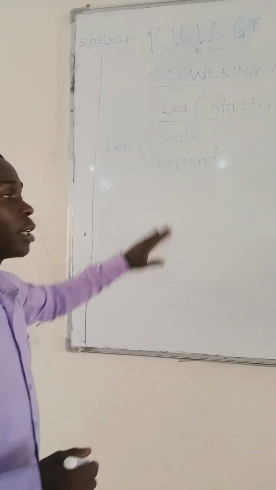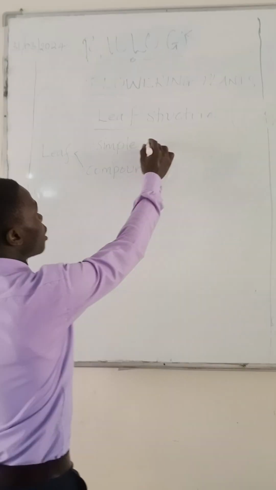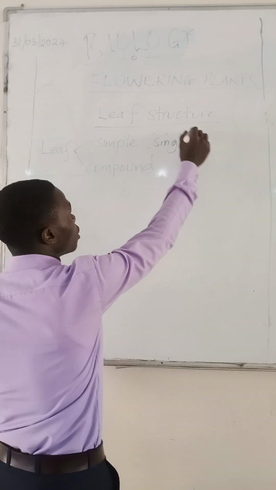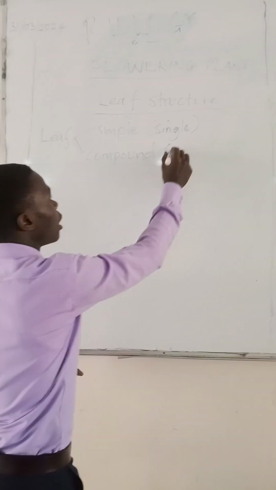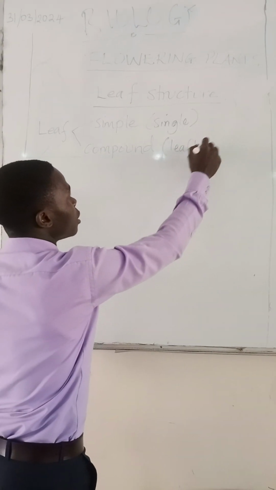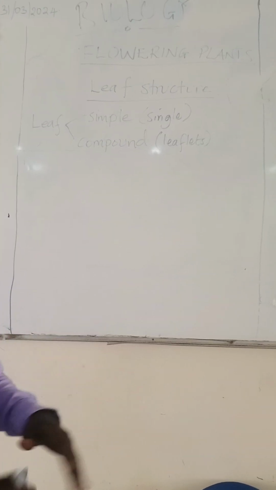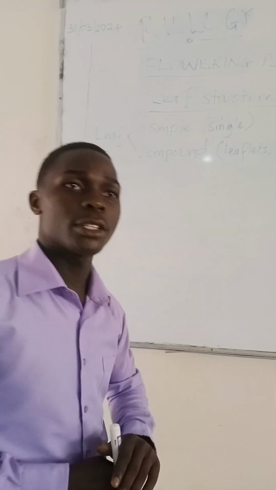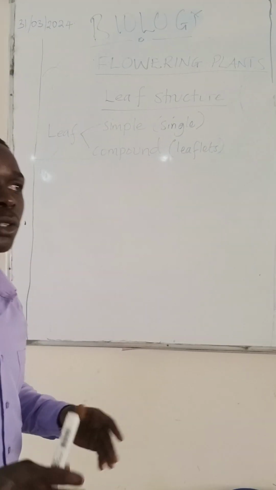We have the simple leaf and the compound leaf. The simple leaf comes from a single stalk, while the compound leaf is usually made of leaflets having a common stalk, and each is dividing to form its own. These have closely the same anatomy, as we are going to see, which allows it to carry out its function.